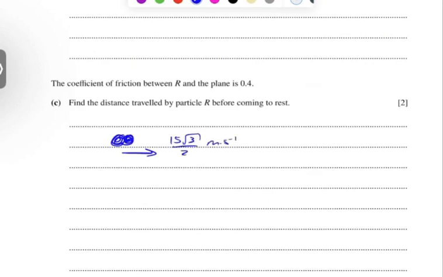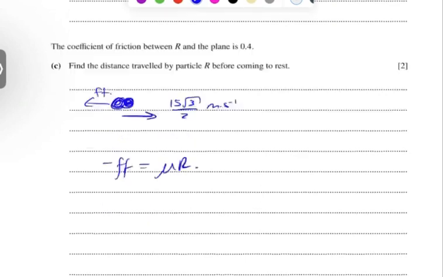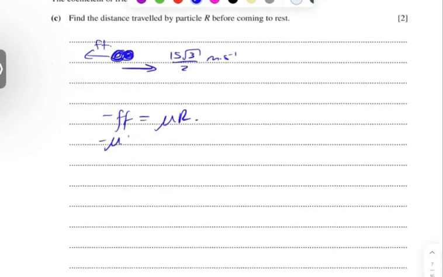But it's got some friction acting on it. So we're going to do the same as what we did in part A. We're going to say minus mu R, since friction is mu R. So minus friction is mass times acceleration. In this case, we've got the full 80 newtons, and then our mass is 8 kgs.